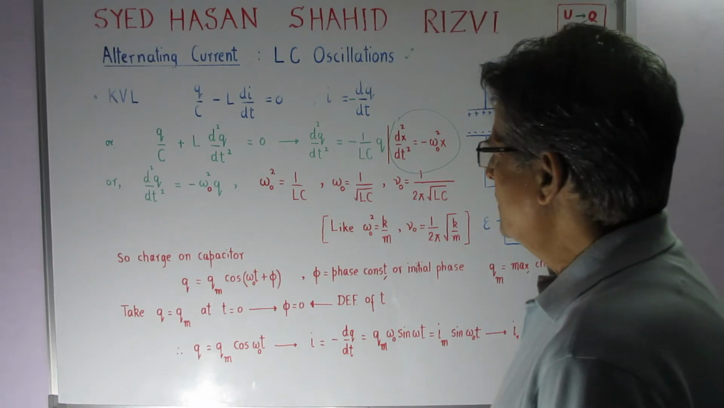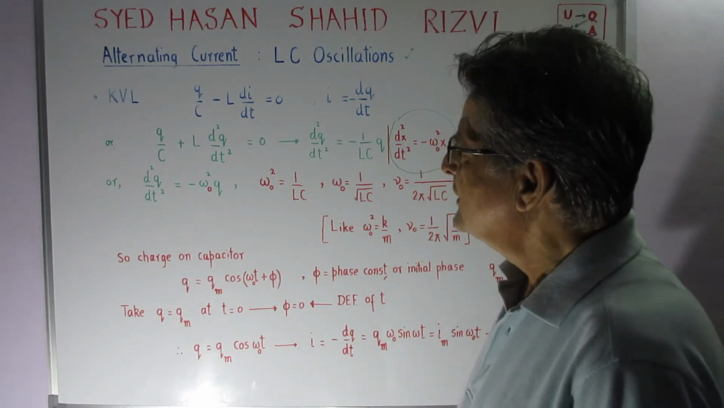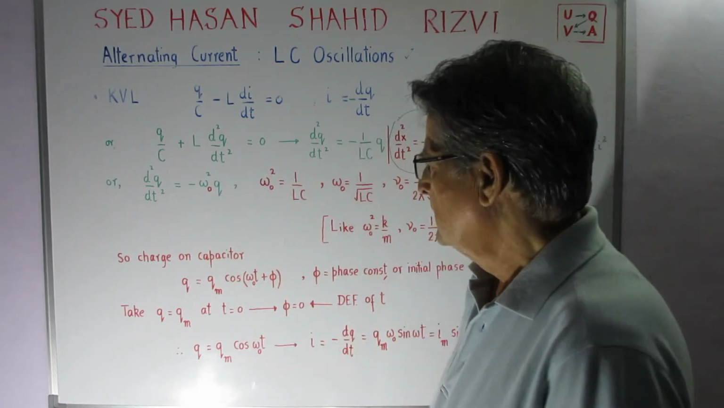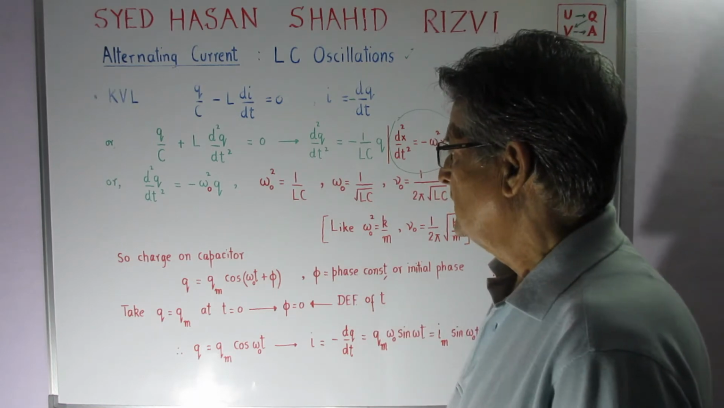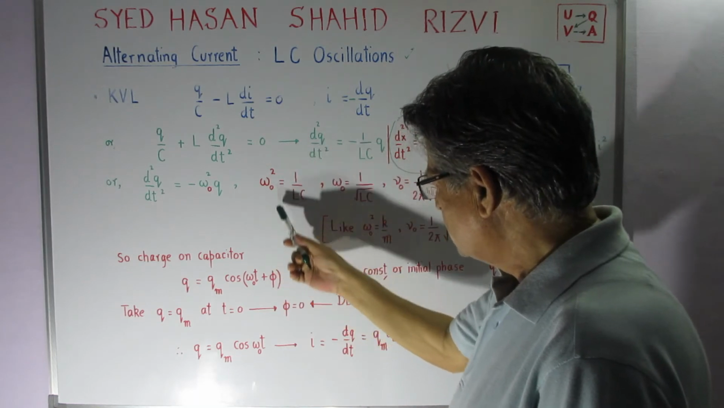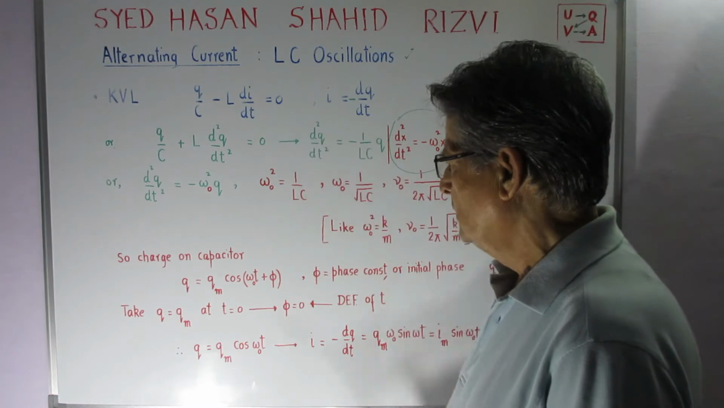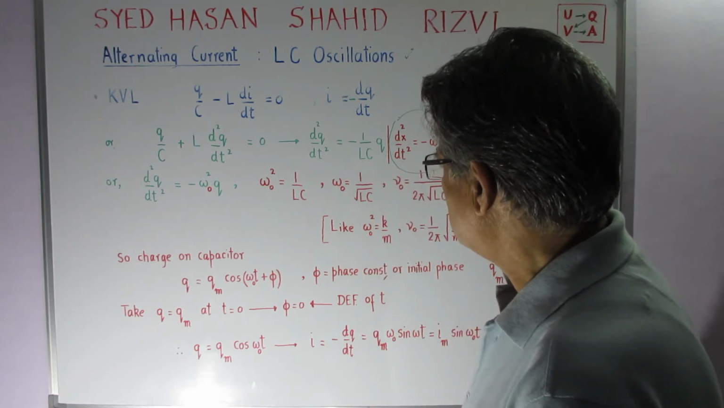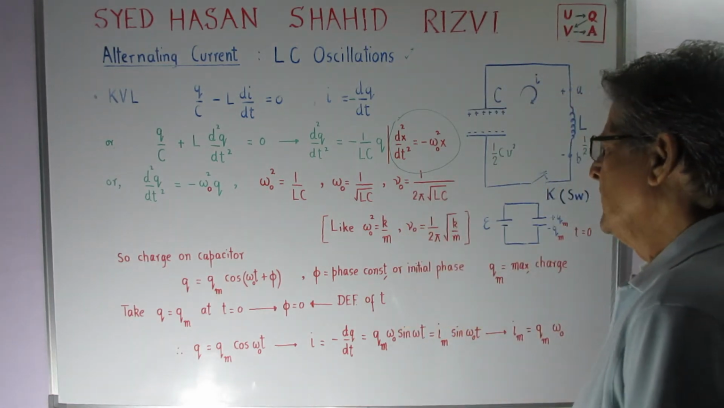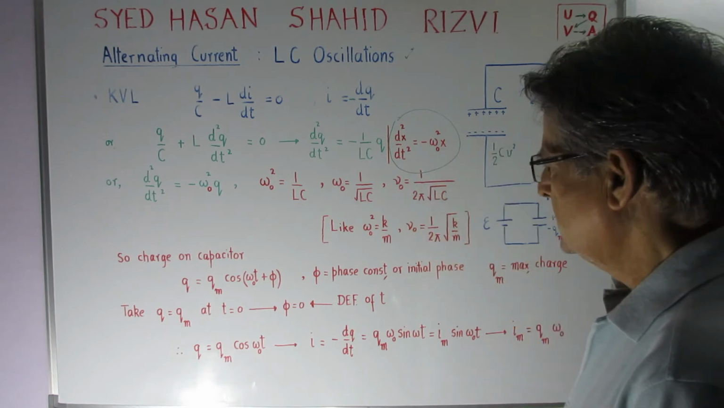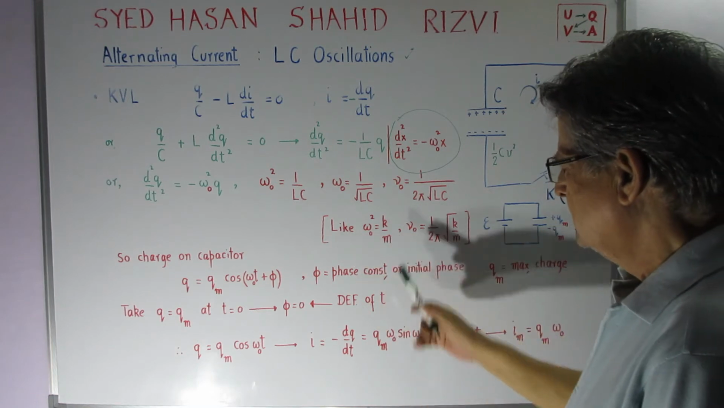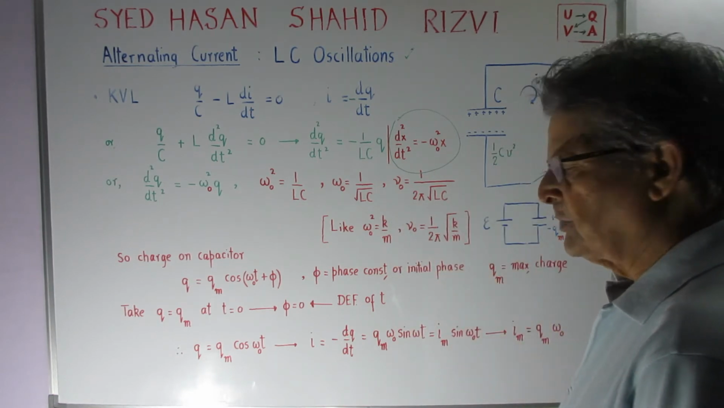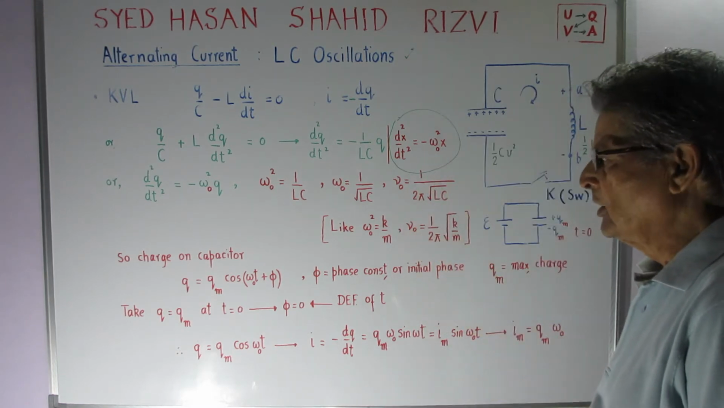From here I can write this equation as d2Q/dt2 equals minus omega naught square Q, where omega naught square is equal to 1/LC. L is positive, C is positive, so omega naught square is positive. So omega naught is equal to 1 upon the square root of LC, and the frequency nu naught is equal to 1 upon 2 pi root LC. You know all those things. Like in the oscillation of springs, omega naught square is equal to K/m, and nu naught is equal to 1 upon 2 pi times the square root of K over m. So there is an analogy that exists.